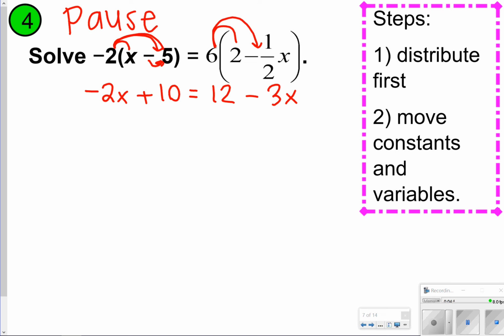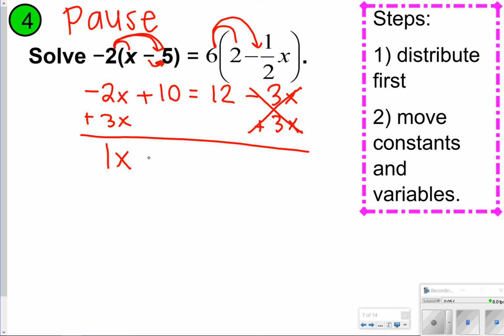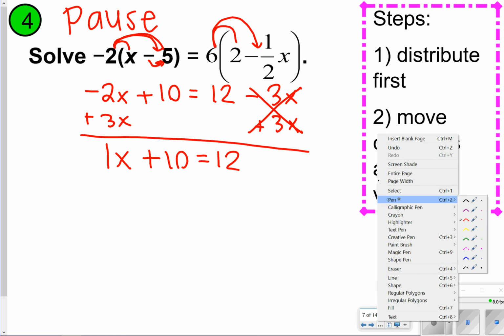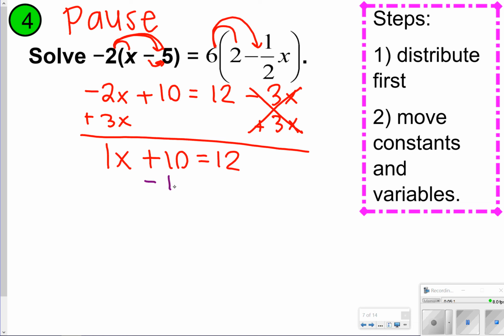Now we're ready to move our variables. What I'm going to do is take negative 3x and move it to the other side. These 3's cancel out. Negative 2 plus a positive 3 will give me a positive 1x. So I have 1x plus 10 equals 12. The next thing I'm going to do is go ahead and move my constants, so they're on the same side. I'm going to subtract 10 because that's the opposite of plus. These 10's cancel out. I have 1x is equal to 2.